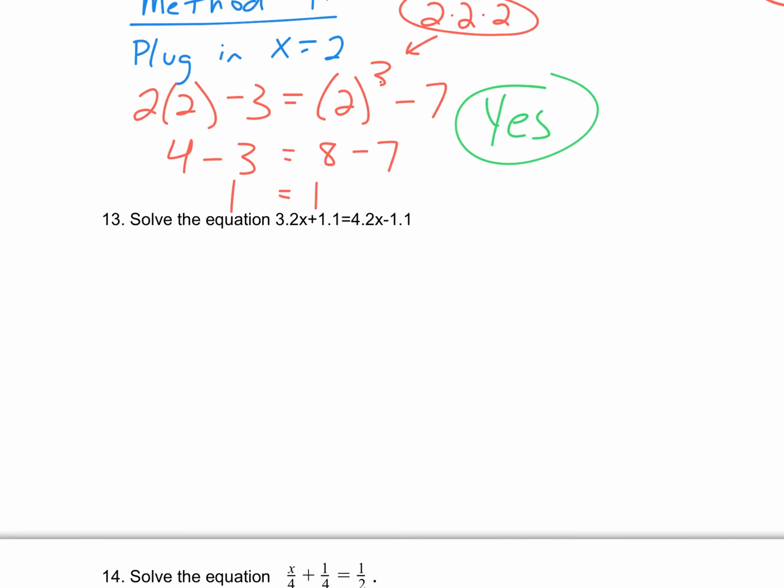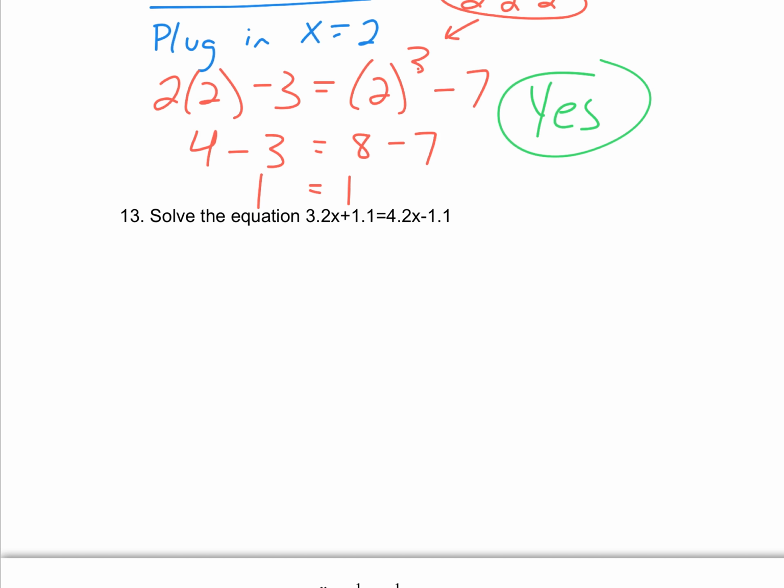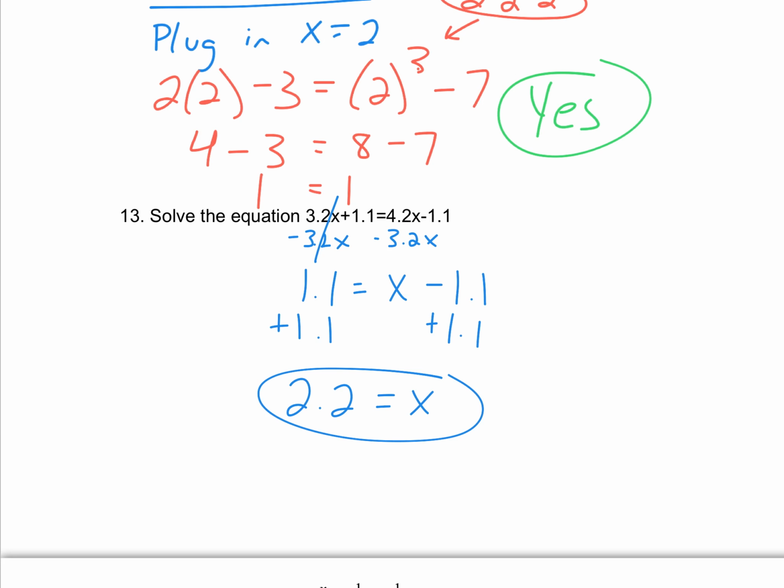Okay, look at number 13. It says solve the equation. So we're going to solve this just like every other equation, where we need to get all the x's on one side, the constants on the other. So let me subtract the 3.2x first. I'm left with 1.1 equals 1x, or just x, minus 1.1. So from there, I'm adding the 1.1, and I get x equals 2.2.